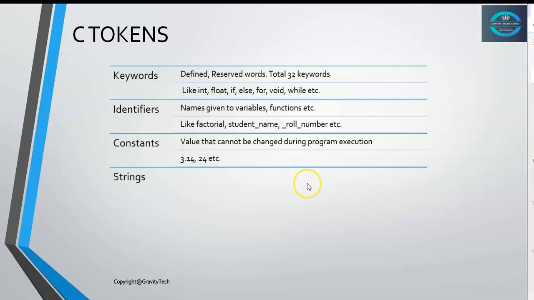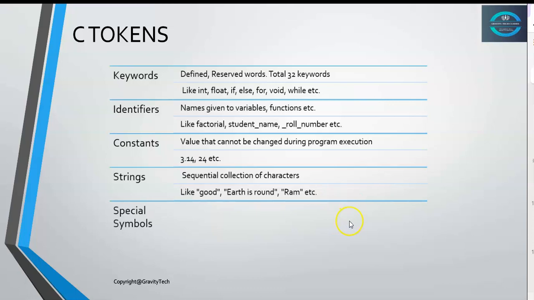The next is the strings. A string is basically a sequence of characters enclosed in double quotes. So whatever you see in a C program in double quotes is categorized as a string. For example, good, earth is round, ram, etc.